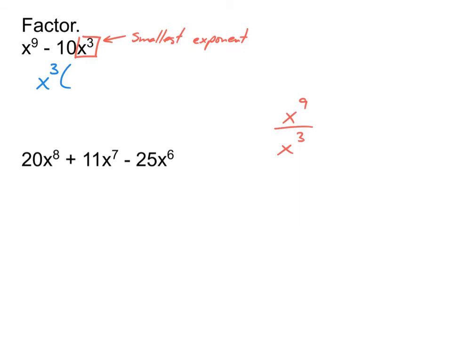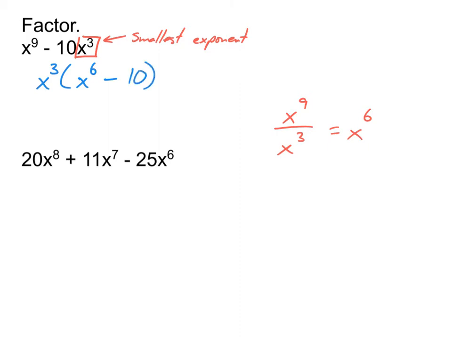Remember that when we divide our variables, we subtract their exponents because basically I can cancel out 3 x's from both the top and the bottom. And so that's going to actually equal x to the power of 6. So this first term is x to the sixth. Then minus 10x cubed divided by x cubed is just going to be 10.